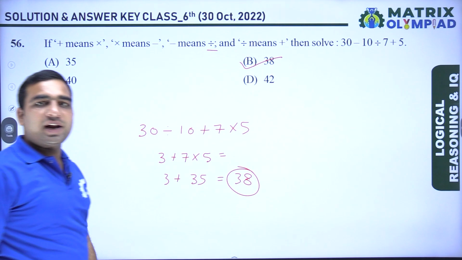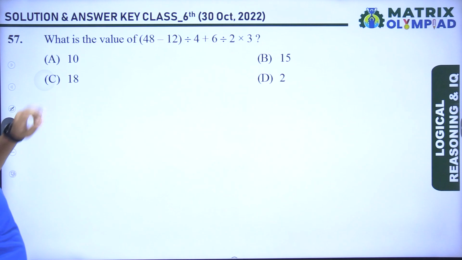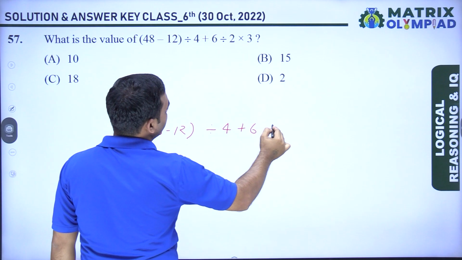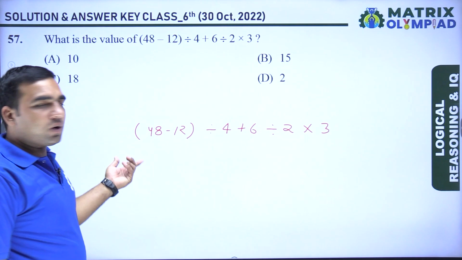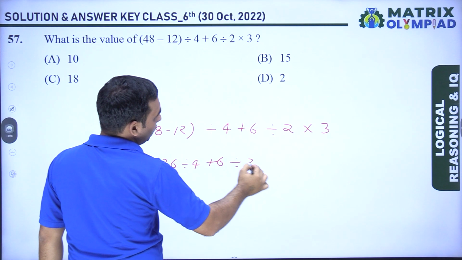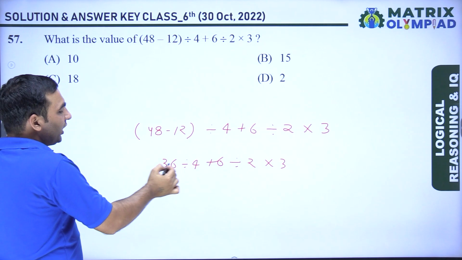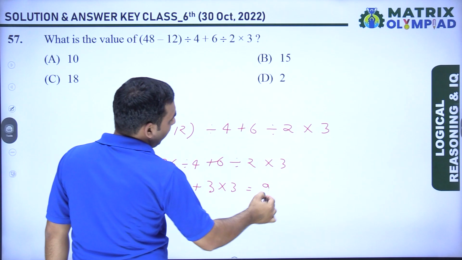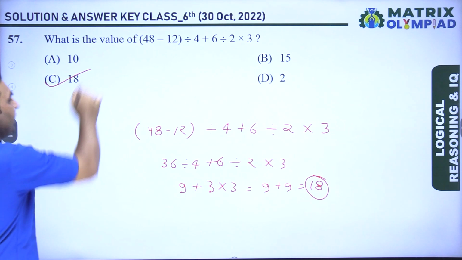Next question is question number 57. What is the value of 48 in bracket minus 12, divided by 4 plus 6 divide 2 into 3? According to the BODMAS rule, we solve the bracket first. 48 minus 12 is 36, divided by 4 plus 6 divided by 2 into 3. Then we solve the divisions first. 36 divided by 4 is 9, plus. 6 divided by 2 is 3, into 3. 3 into 3 is 9, and 9 plus 9 is equal to 18. Our answer is 18. Option C is the correct answer.